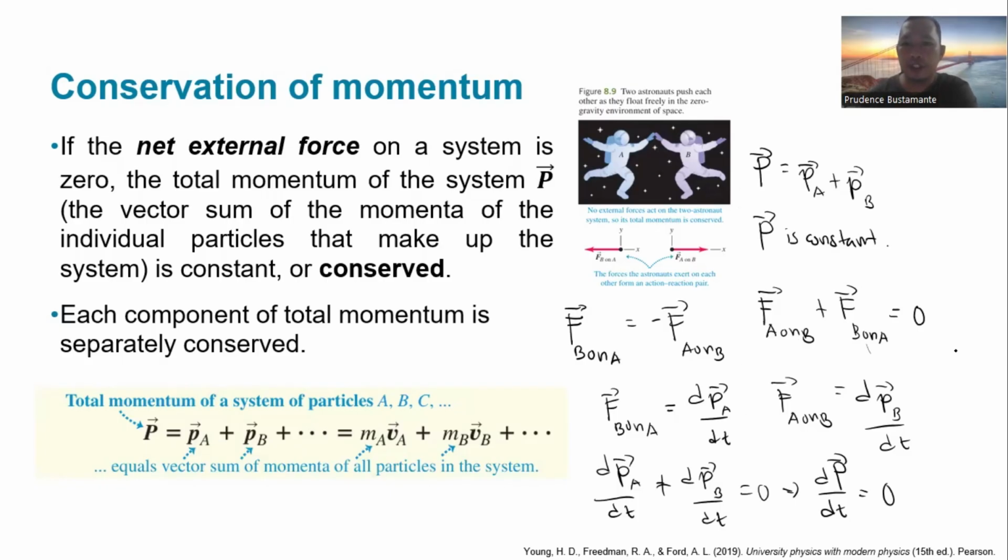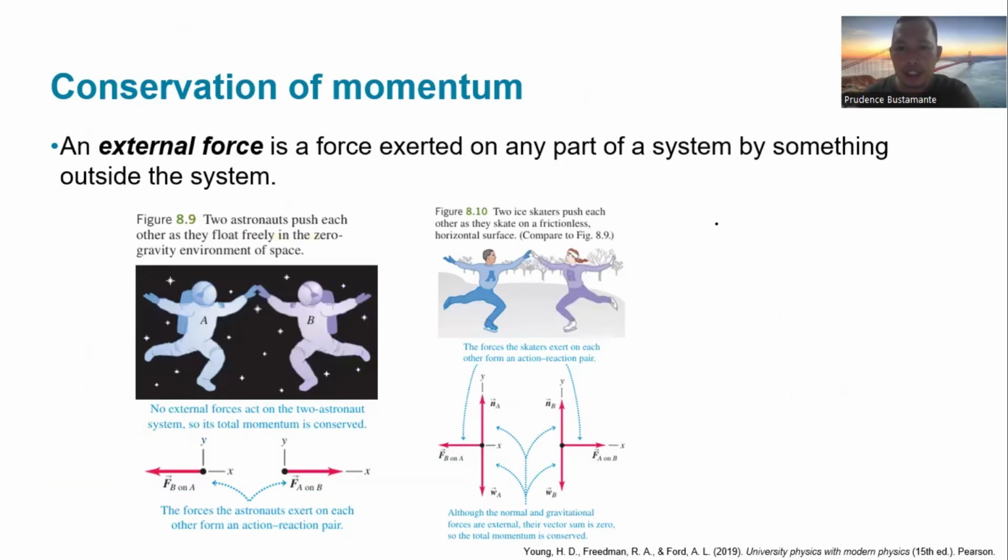Okay. So we've shown you the proof that if the net external force is zero, we just consider the internal forces. We've shown that the derivative of the total momentum, which is the sum of the momenta of these two, is equal to zero. Okay. So for example, we have two systems colliding. I'm going to put it here like this.